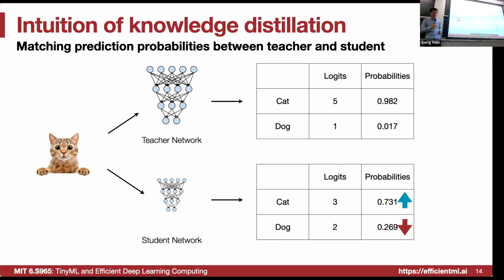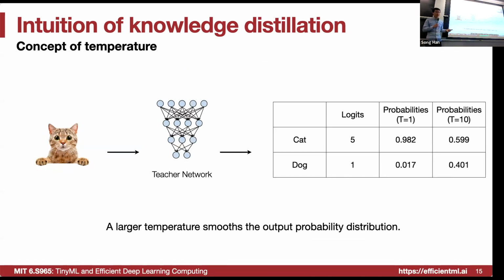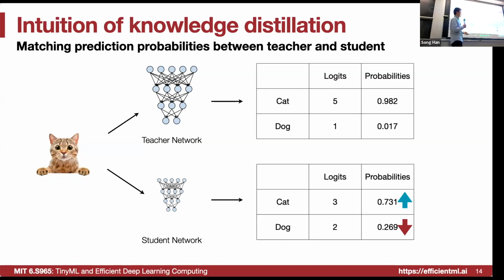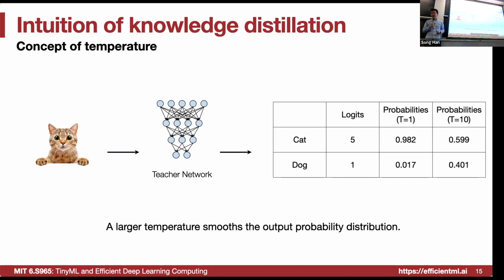Okay, very good. So here we want to bump up the probability for the cat for the student model, and reduce the probability for the dog. This cannot be achieved by just using the cross-entropy loss, since cross-entropy loss just penalizes the wrong prediction, but actually this is a correct prediction, it's just not as confident. So we also have the concept of temperature.